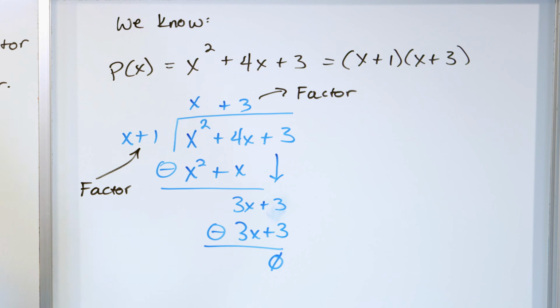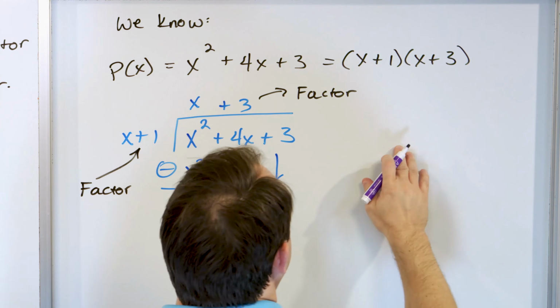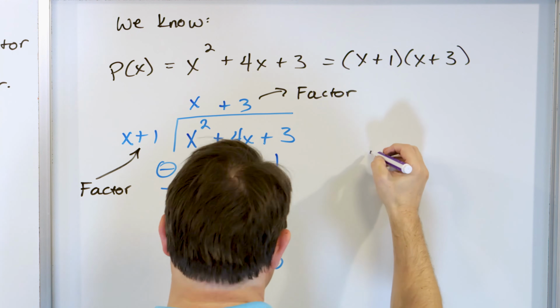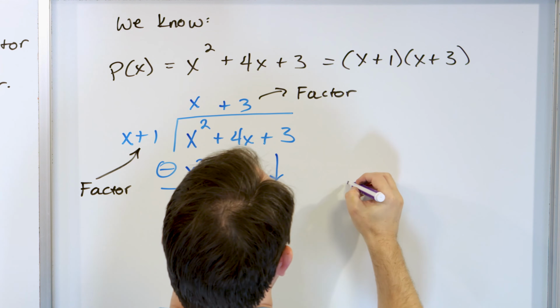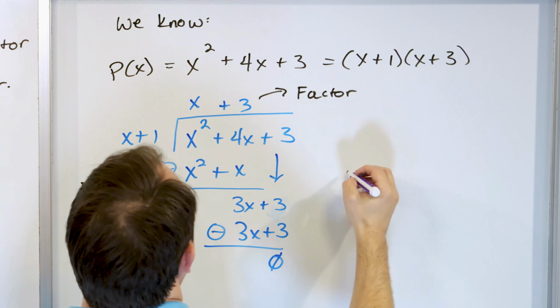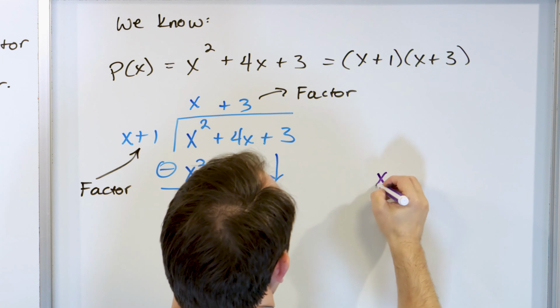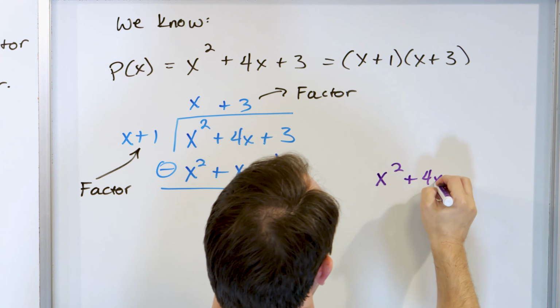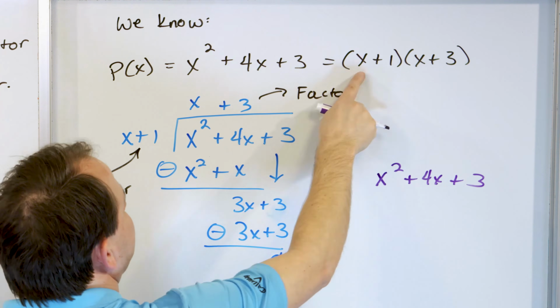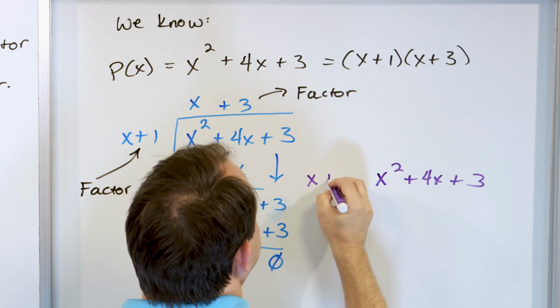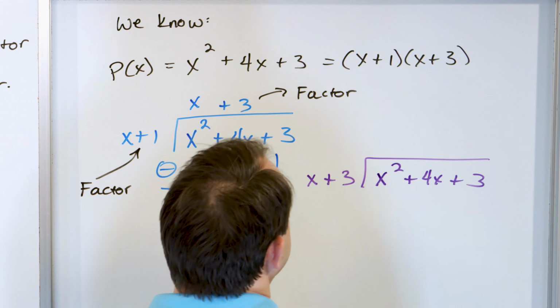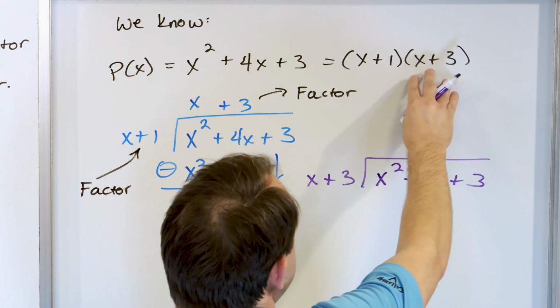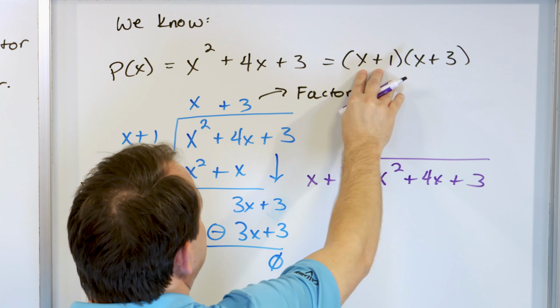Okay? Let's go the other way and check it out and see what happens. If I take this polynomial again, I'll do it right here. x squared plus 4x plus 3. Here I divided by x plus 1. Now we'll divide by x plus 3. We're going to divide this one and see what we get. We know that if we divide by x plus 3, we should get this thing back.